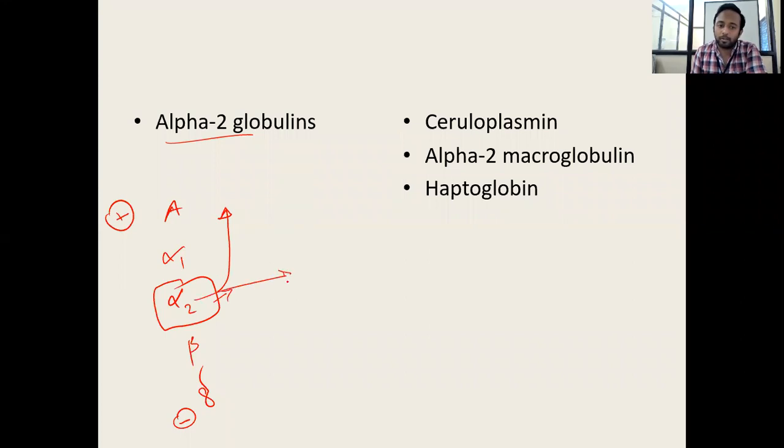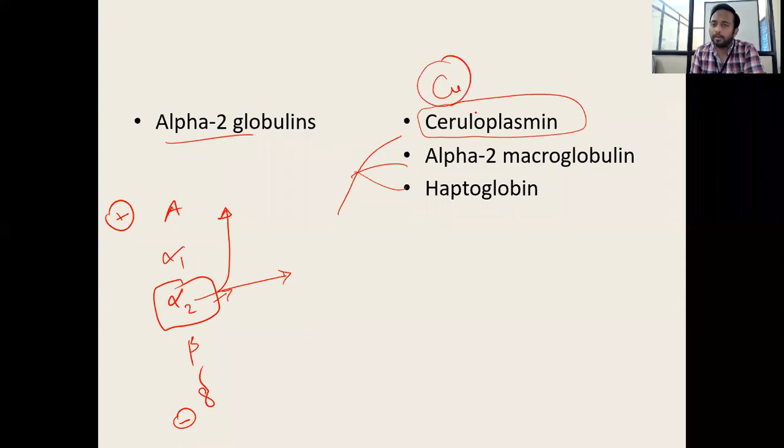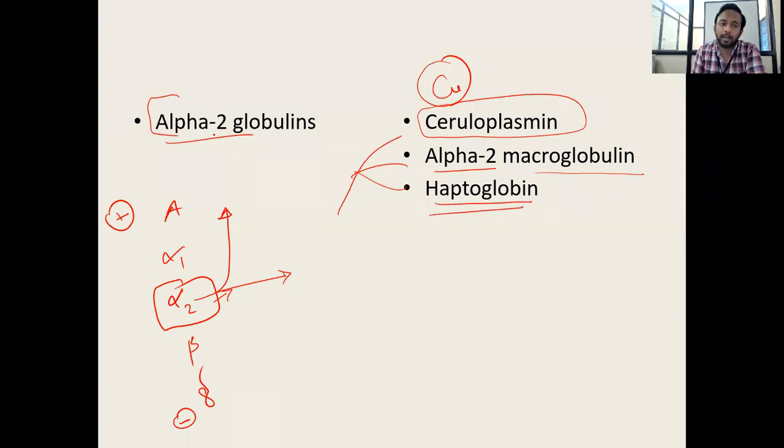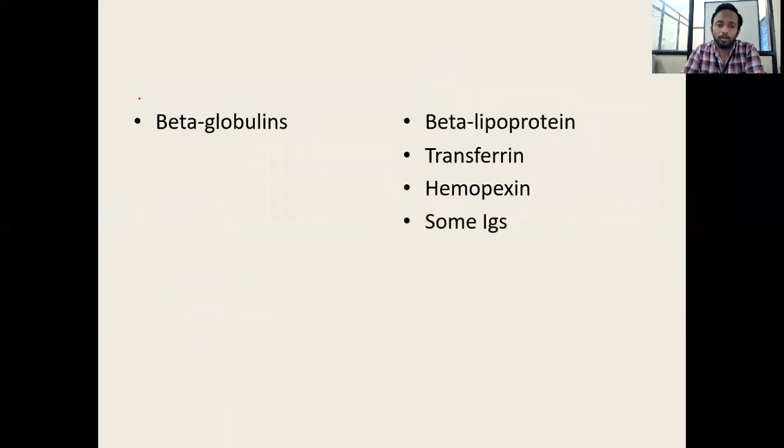If you take out this protein and see what it contains, it contains these kinds of proteins, like ceruloplasmin, which is a copper carrying protein. It's a transport protein which carries the copper in the body or in the blood. Then alpha 2 macroglobulins and haptoglobulin are the different fractions of alpha 2 globulin. Now albumin, alpha 1, alpha 2 is over.